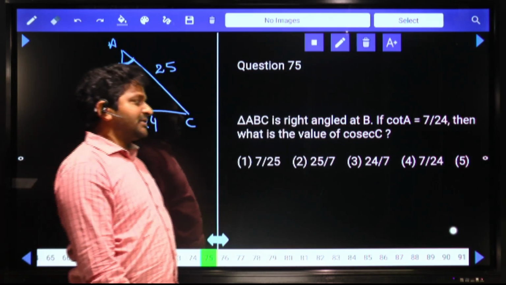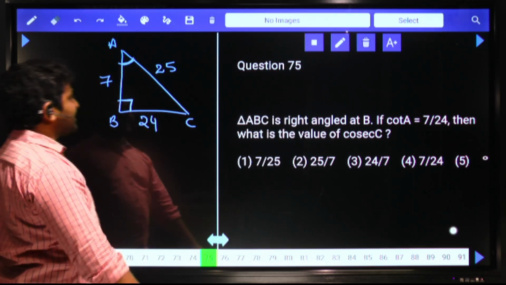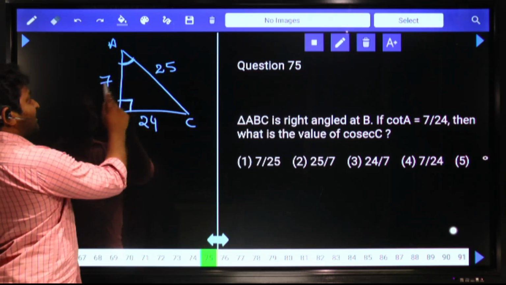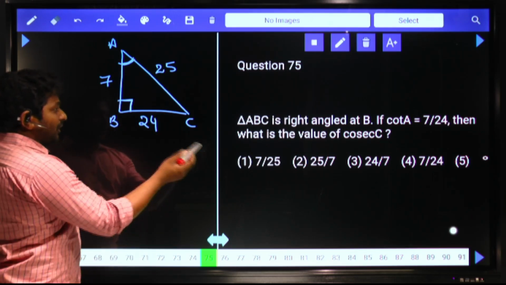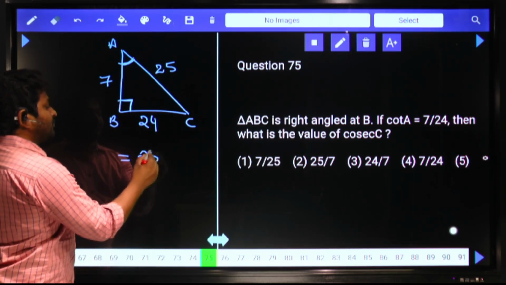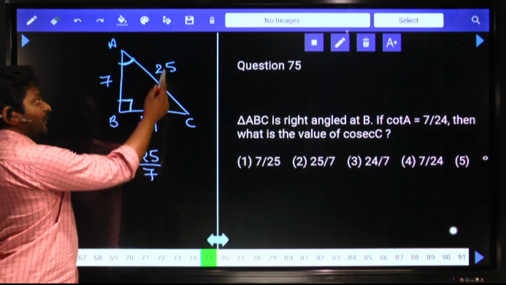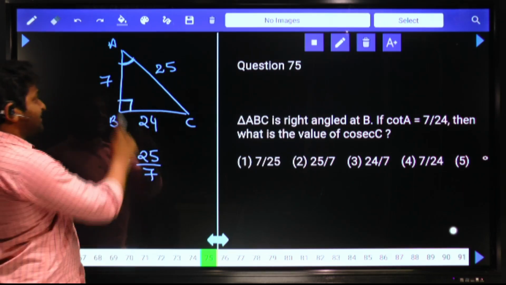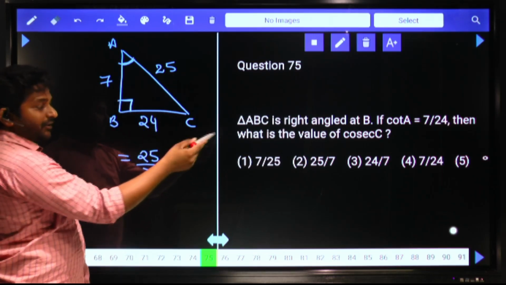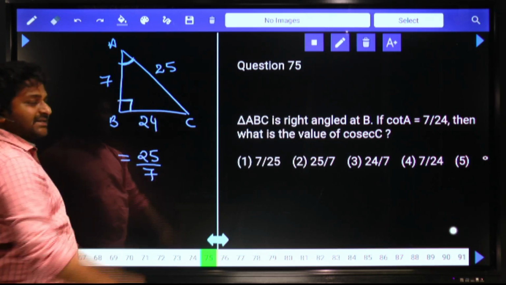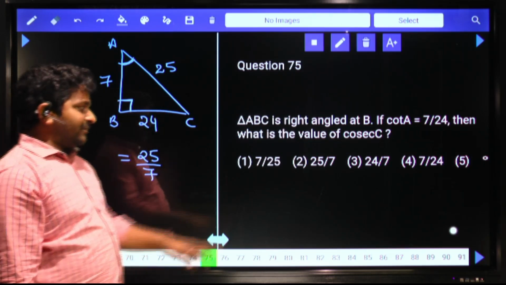The value of cosecant C is equal to. Sin C is equal to 7 by 25. But your question is cosecant, that is 25 by 7. Second option answer.